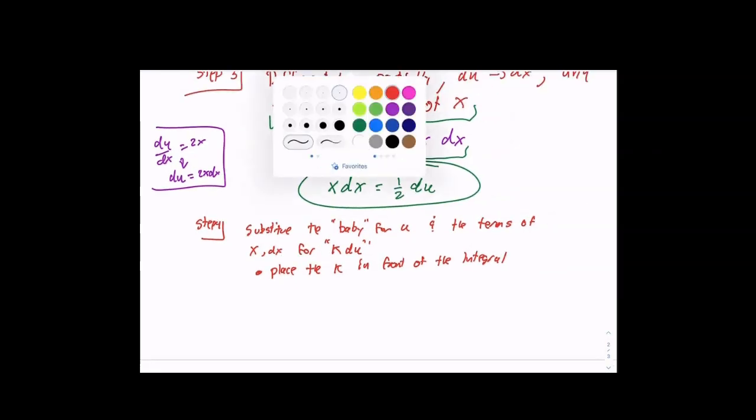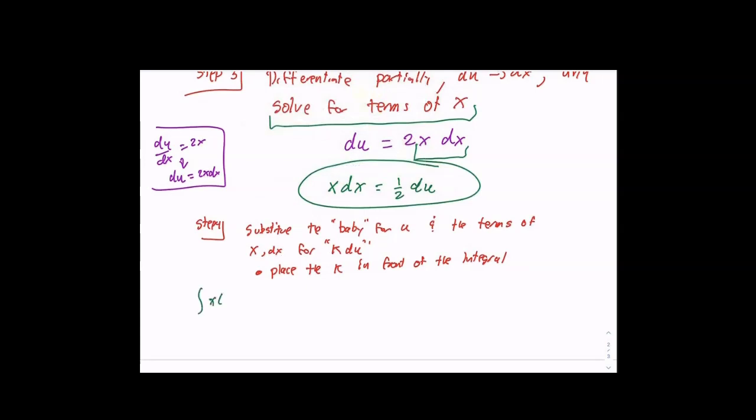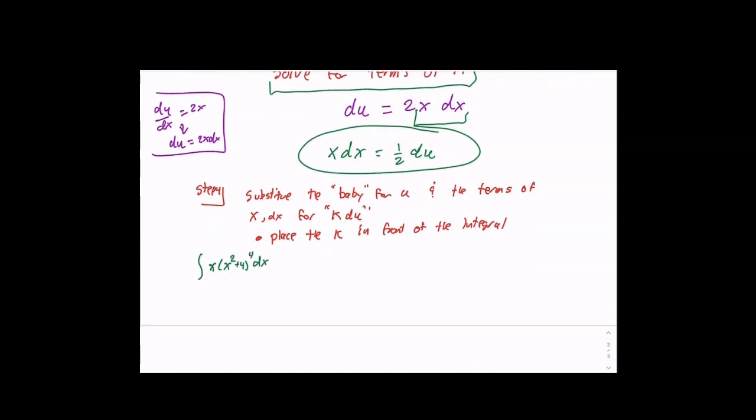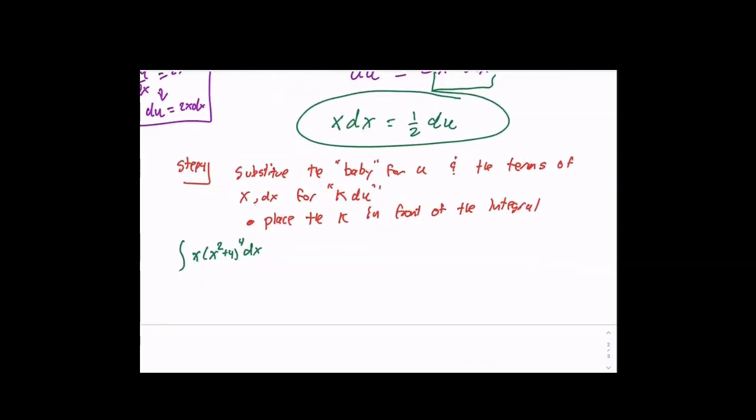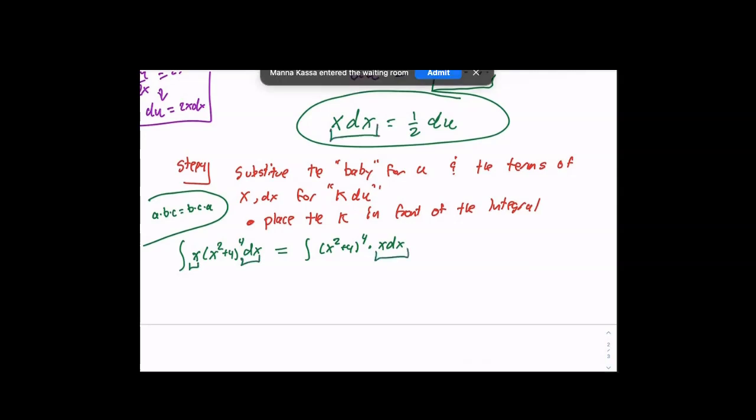So just as a reminder, our problem was the integral of x times (x squared plus 4) to the 4th power dx. Remember, a times b times c is the same thing as b times c times a. In other words, I can move the multiplications around. So this is the same thing as the integral of (x squared plus 4) to the 4th times x dx. Some students like to rewrite this as a step, but most of the time we can just see, okay, I have x dx. That's what I need to make sure I have, or you can just move them next to each other.